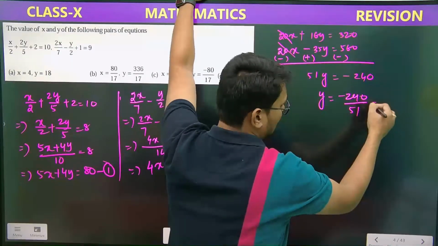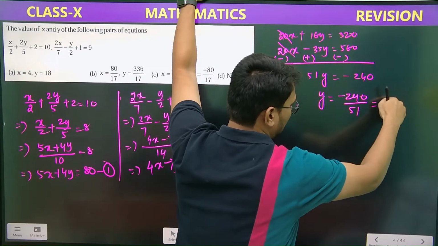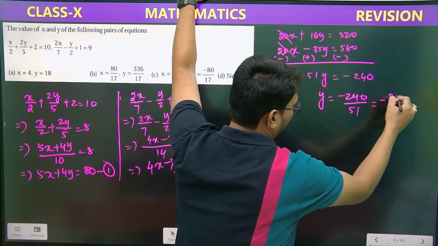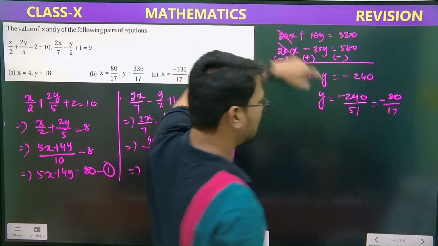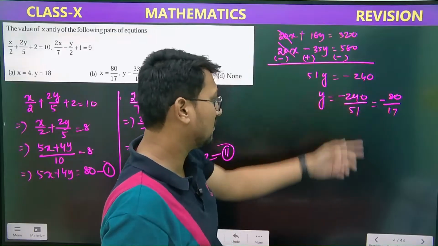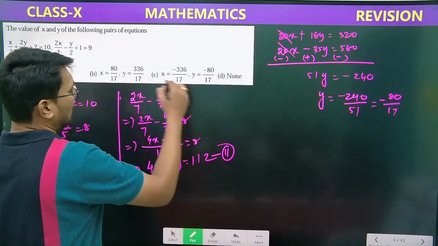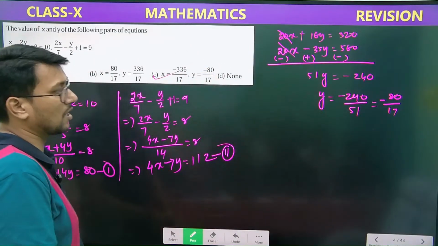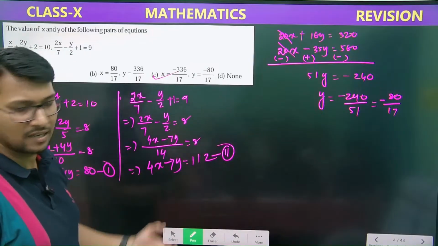No, 3 cancelled. Minus 380 by 17. 3 cancelled, right? 380 and 240 and 17. We got Y. Once Y is found, x should ultimately come, but still we have to check.